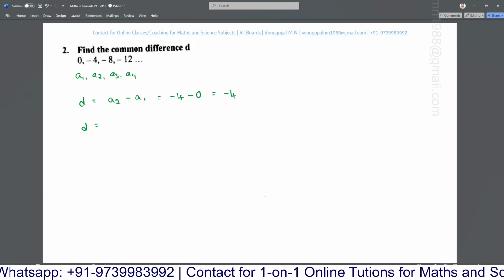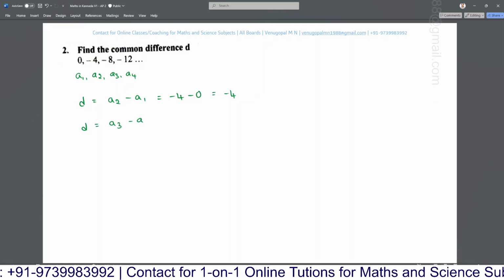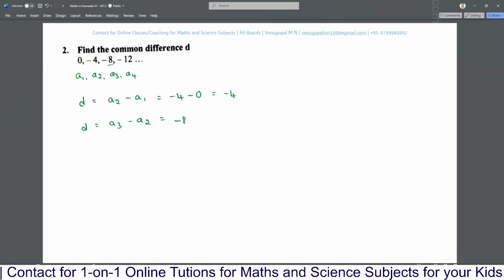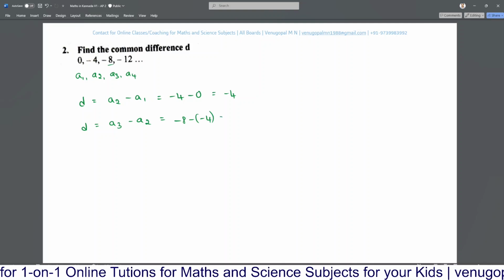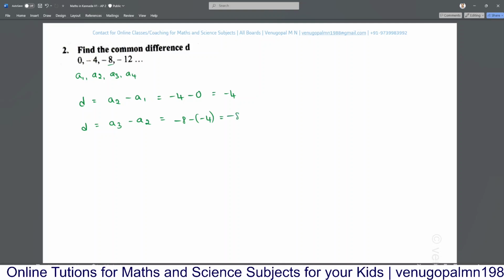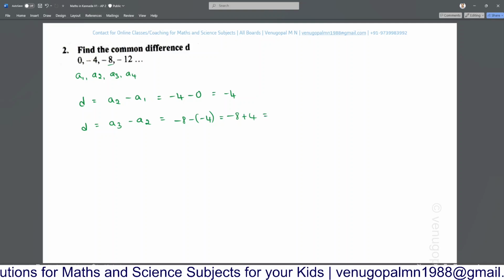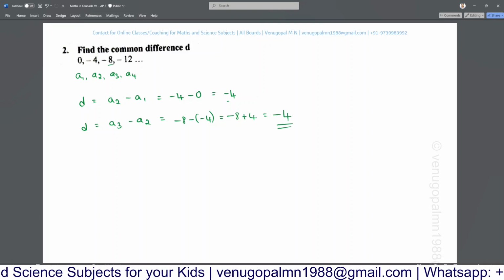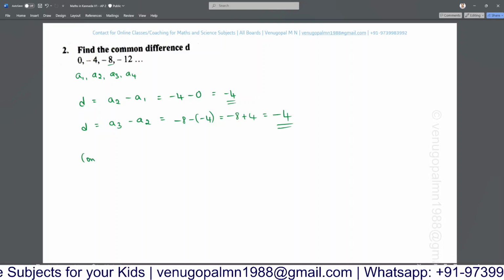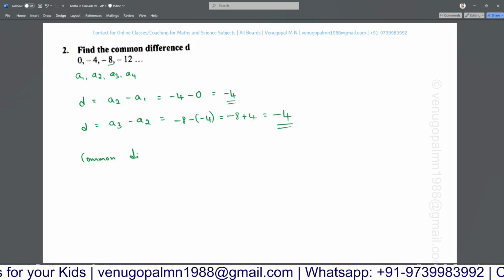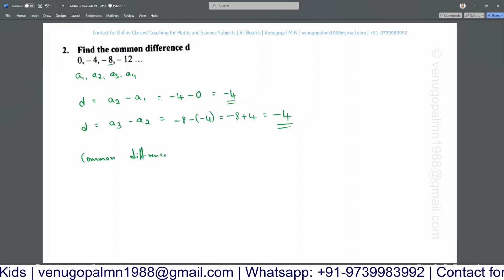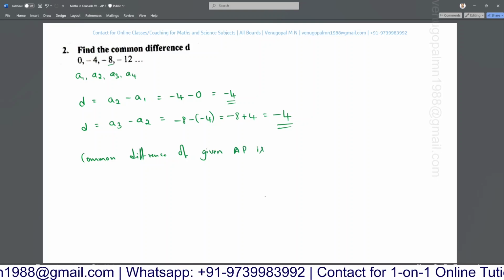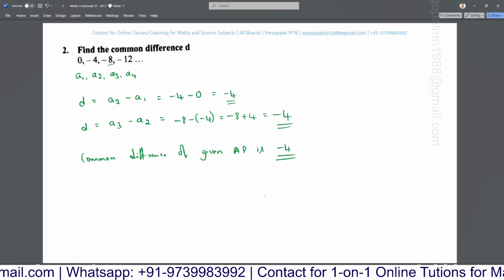Let us also calculate the common difference considering the third term and the second term of the sequence. A3 minus A2. A3 is what? Minus 8 minus minus 4. So now minus into minus, what will it become? Minus 8 plus 4. Again, when we do the summation of these, it will become minus 4. So the common difference of the given AP, arithmetic progression, is minus 4. Got it, guys? Very simple.